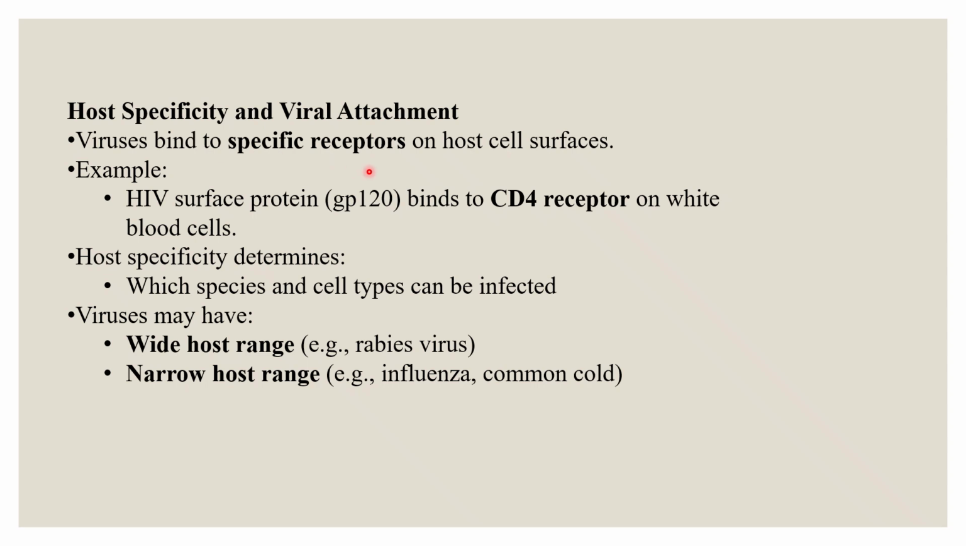Viruses bind to specific receptors on host cell surfaces. For example, the HIV surface protein GP120 binds to the CD4 receptor present on white blood cells, and host specificity determines which species and cell types can be infected. Viruses may have a wide host range or a narrow host range. Rabies virus has a wide host range, while influenza and common cold viruses have a narrow host range.